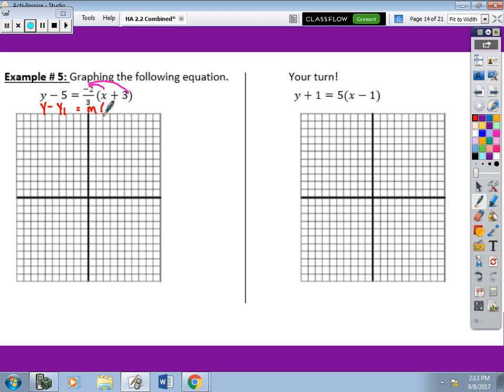Now the problem is a lot of students mess up the negative, which is why a lot of students do what Jax said, which is to distribute and move it all around. When you pick this, the point would not be 3, 5. Since the formula is x minus x1, this has to be x minus a negative 3. So the point would be negative 3, 5. And you can plot that point.